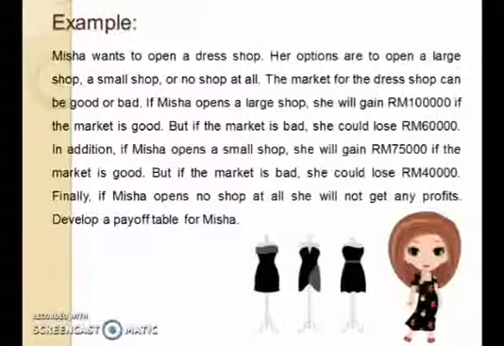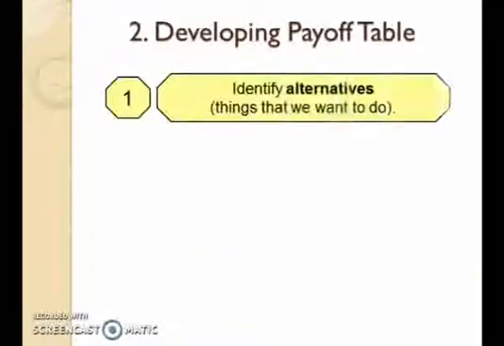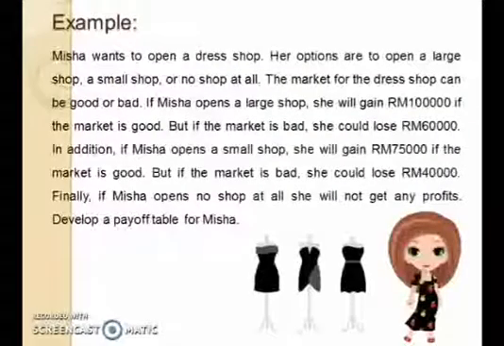In simple words, alternatives are things that we want to do, while states of nature are things that will happen. Let's consider this example. To develop a payoff table, first, we need to identify the alternative. It says that Misha wants to open a dress shop. Her options are to open a large shop, a small shop, or no shop at all. These are the actions that Misha wants to choose. So these are the alternative.